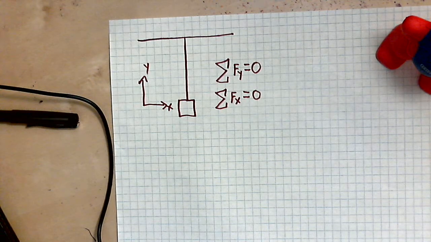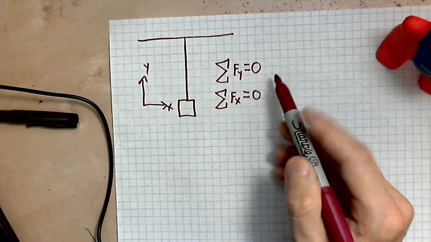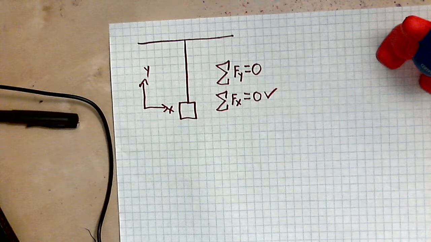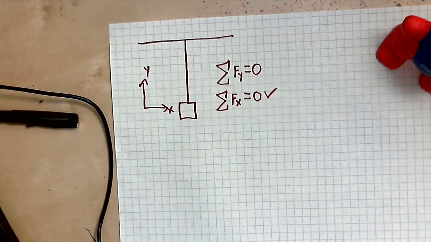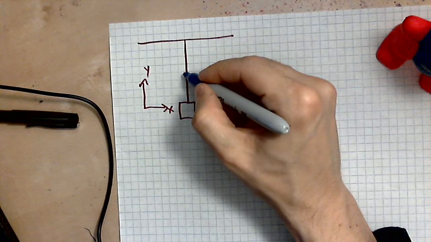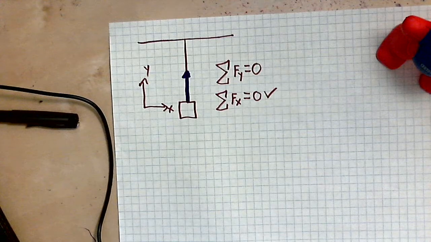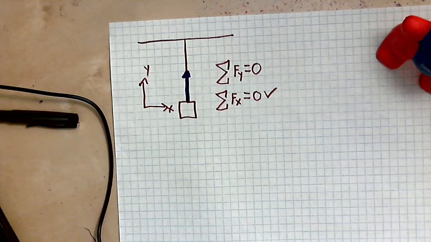So, no forces are acting in the horizontal direction. So that's 0. That is taken care of. In the y direction, however, what you have is this. You've got the tension in the rope, which is a vector that points this way. And this is opposed by the weight of the object, say, this orange quantity.